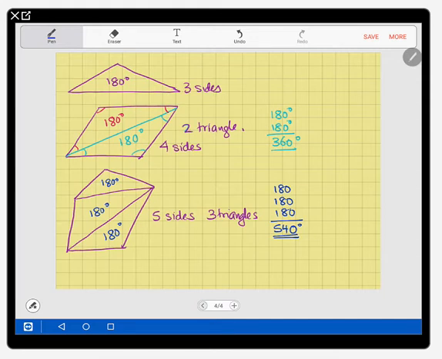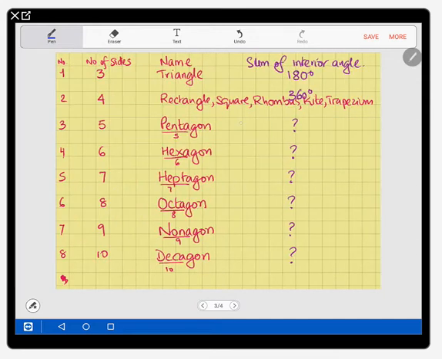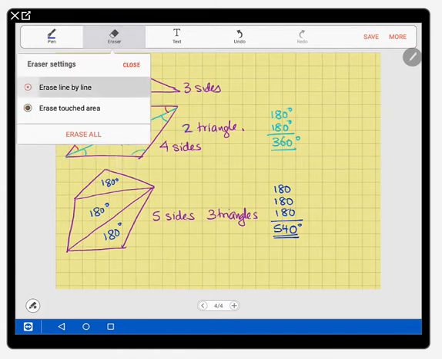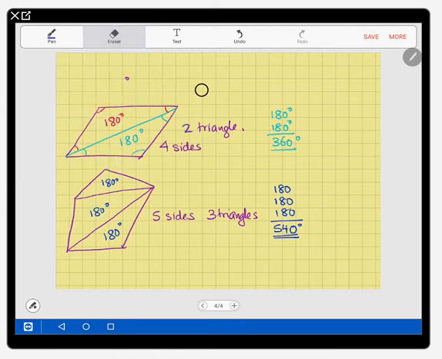So now we know this is 540. I'll put the 360 here, okay? And the 180 here. I will explain to you why in a minute. Now, I will erase this if you don't mind.